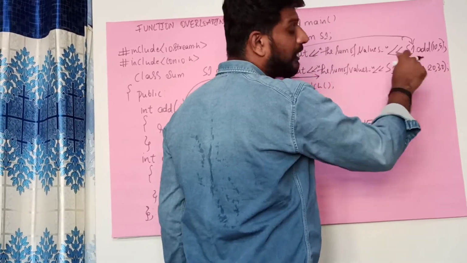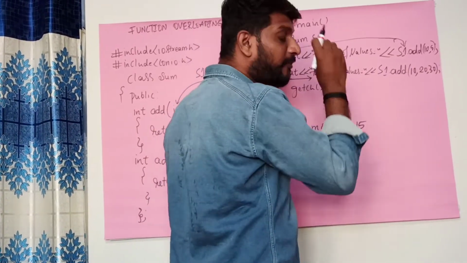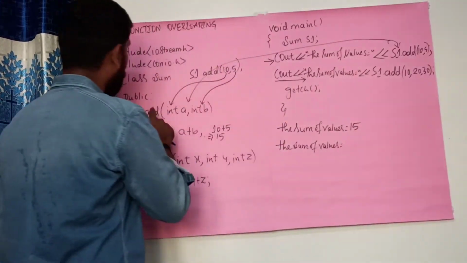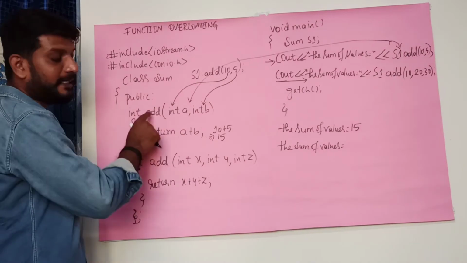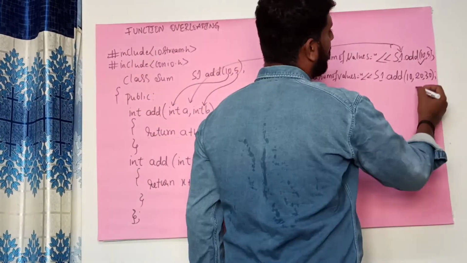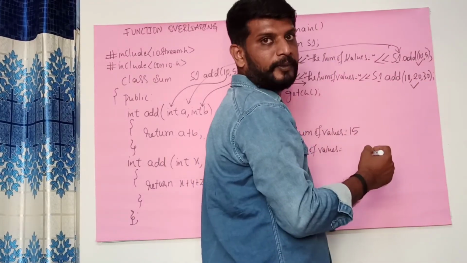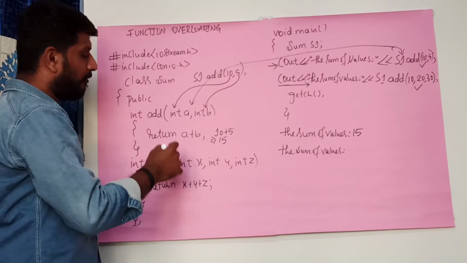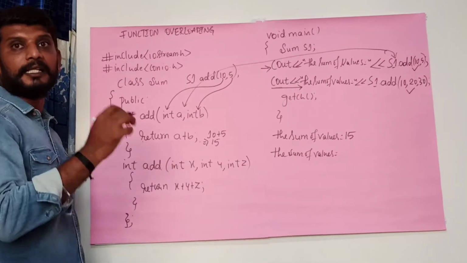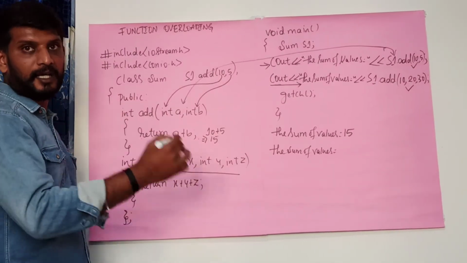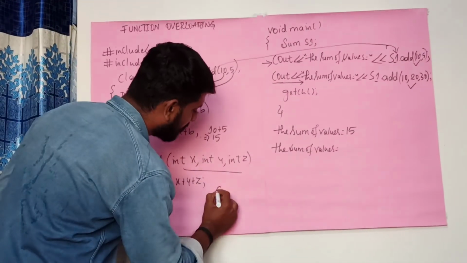Now what happens? The compiler will check for the function which is having 3 arguments. Because there are 2 functions with the same name, add and add, but one is having 2 arguments and another one is having 3 arguments, the compiler will check in the program which particular function is having 3 arguments. So this is the function that is having 3 arguments, and the function gets called.